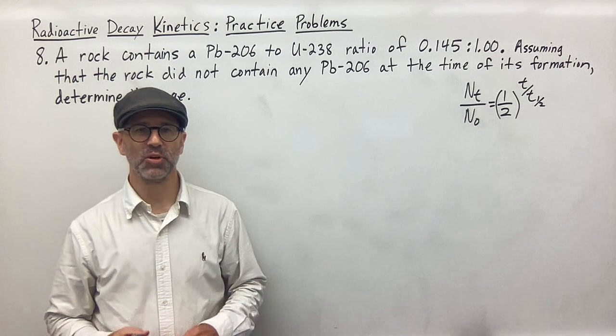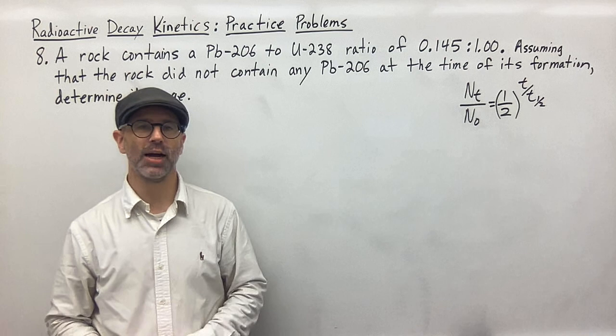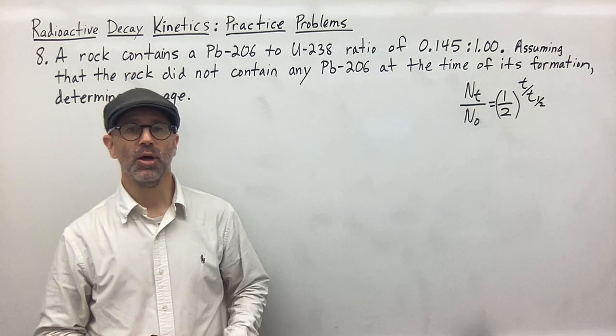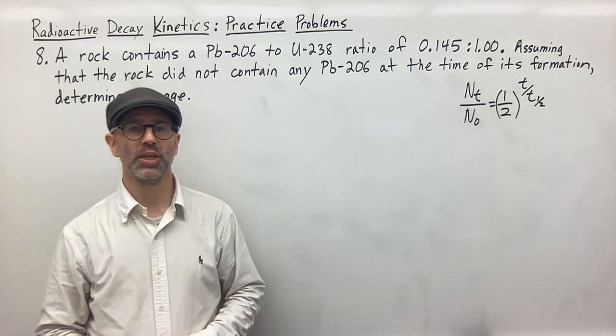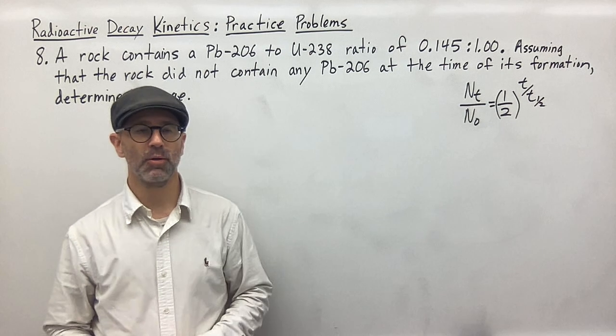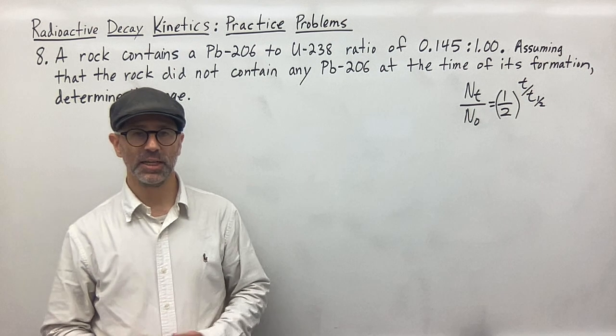My name is Mr. Cobalt, and in this video I'm going to show you how to find the age of a rock when you are given the ratio of one isotope, the parent isotope, to the daughter isotope. So this is going to be very similar to the last video I made on a different problem. So let's get into this.